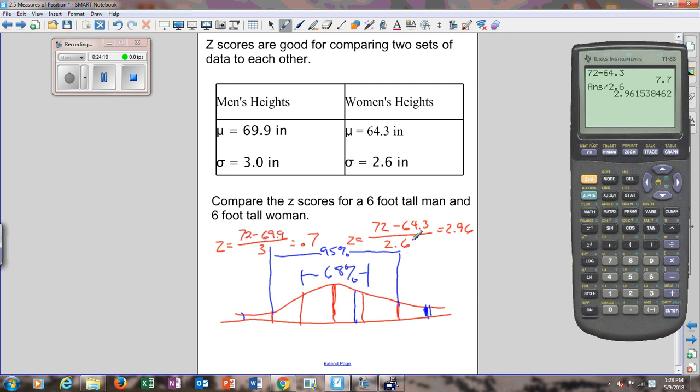And so when we compare a 6 foot tall woman compared to a 6 foot tall guy, the guy falls right within the first standard deviation of the first 68% of people. So he's right in the middle. Whereas a woman who's 6 foot tall is way out on the end. She's far above the norm for women.